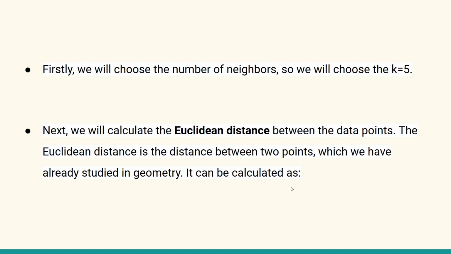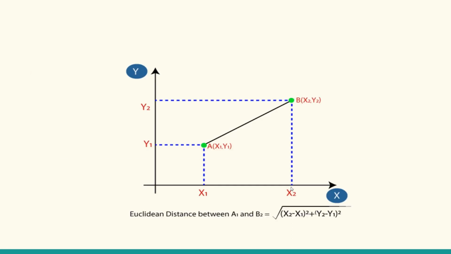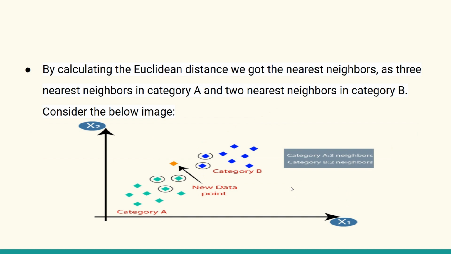The Euclidean distance is the distance between two points, which we have already studied in geometry. It can be calculated as follows: (x1, y1) and (x2, y2) are the two points A and B. So, Euclidean distance between A and B is square root of (x2 minus x1) whole squared plus (y2 minus y1) whole squared. By calculating the Euclidean distance, we got the nearest neighbors as 3 nearest neighbors in category A and 2 nearest neighbors in category B.